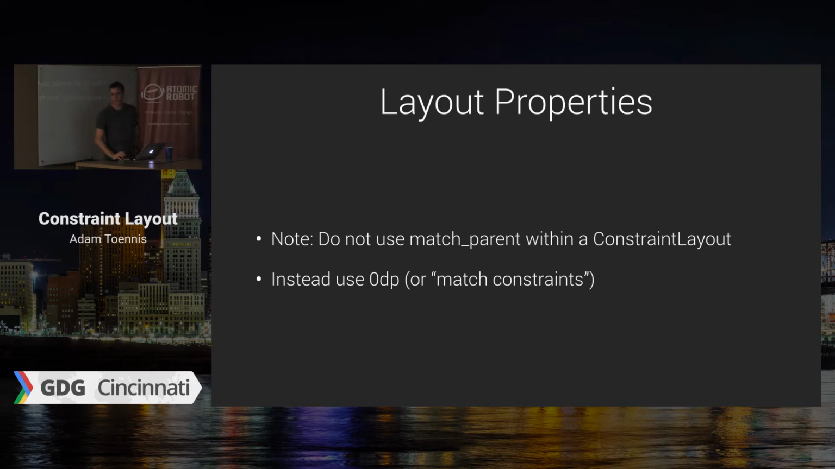It's kind of weird. In XML, it won't say match constraints. If you're using the GUI editor, it does say match constraints, but that just translates to 0 dp. And if you think about it, that's kind of similar to match parent. If you want the button to take up the full width of the screen, that would be match parent. That's the same thing as match constraints.